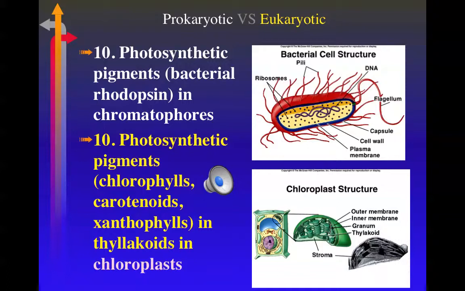We find the photosynthetic pigments are packaged in structures that we call thylakoids, and the thylakoids will be located in structures that we call chloroplasts, which are organelles found in plant cells.